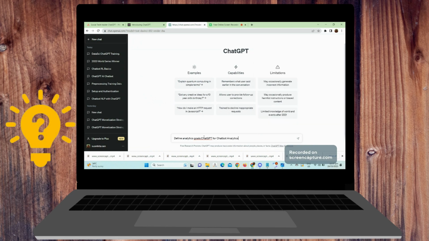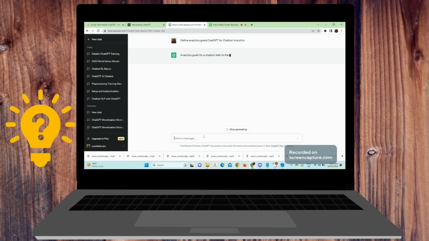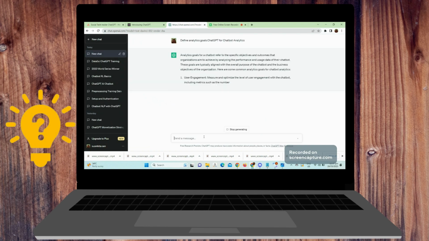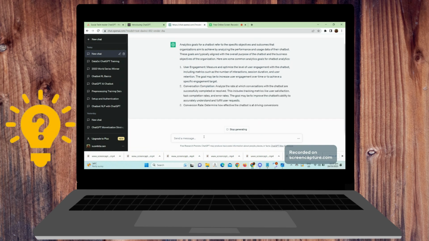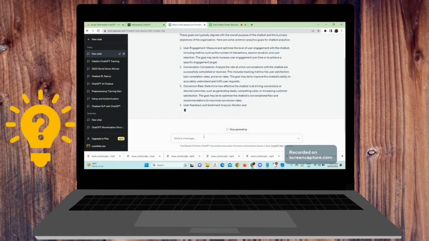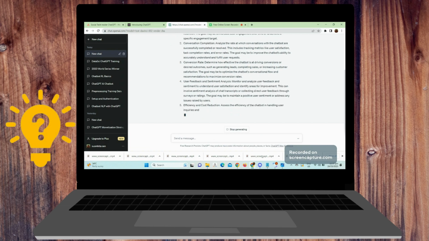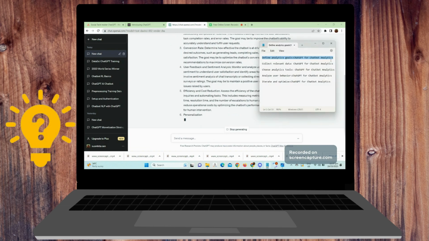Determine specific objectives you want to achieve through Chatbot Analytics, such as understanding user behavior, improving user satisfaction, or optimizing chatbot performance. Next is collect relevant data.